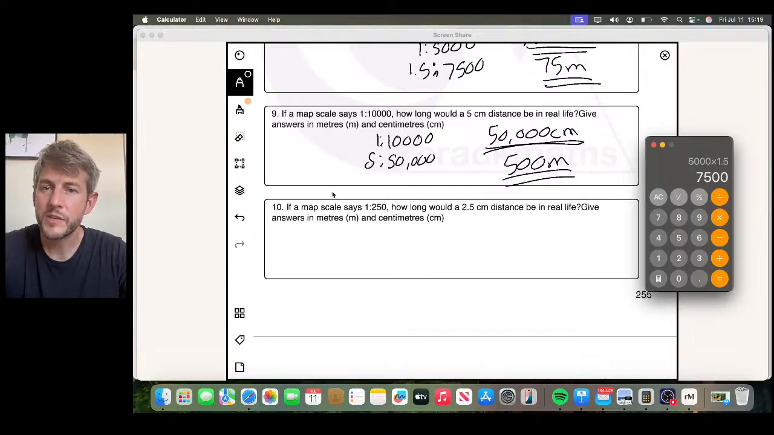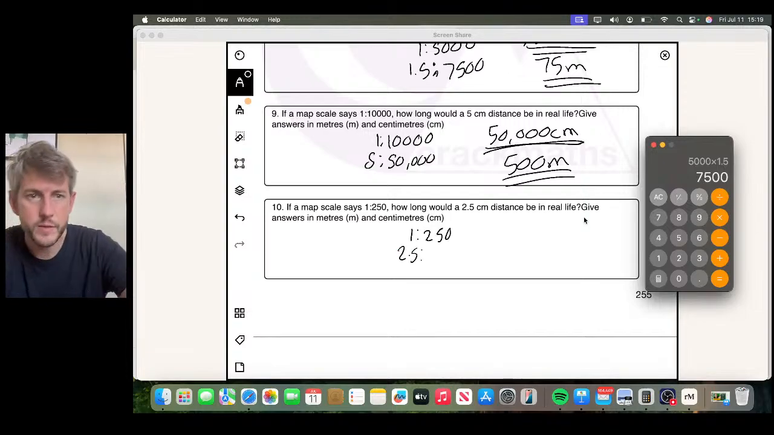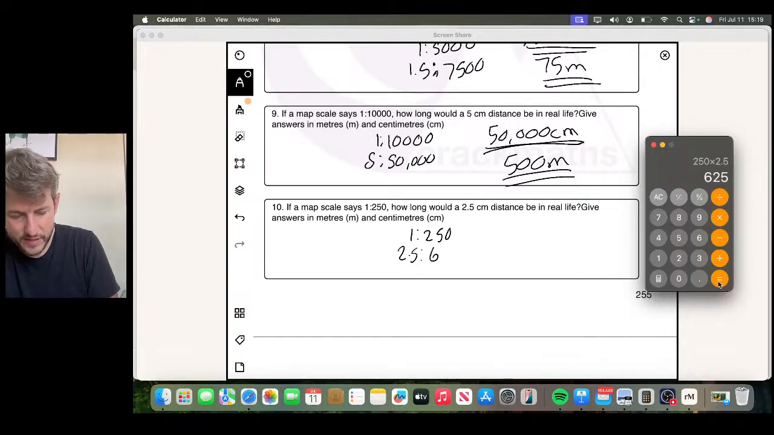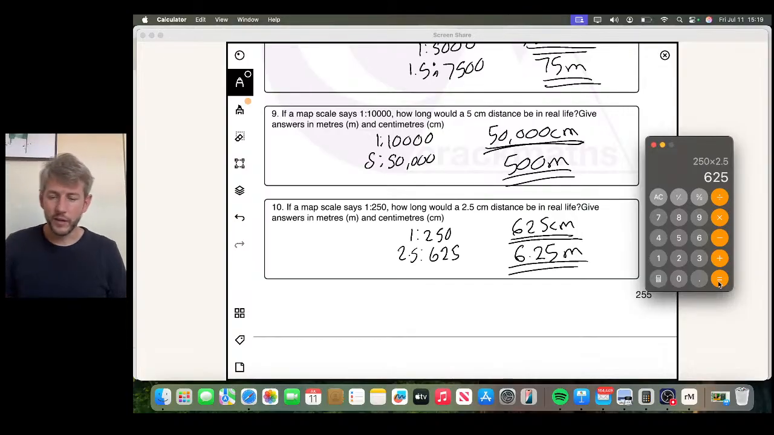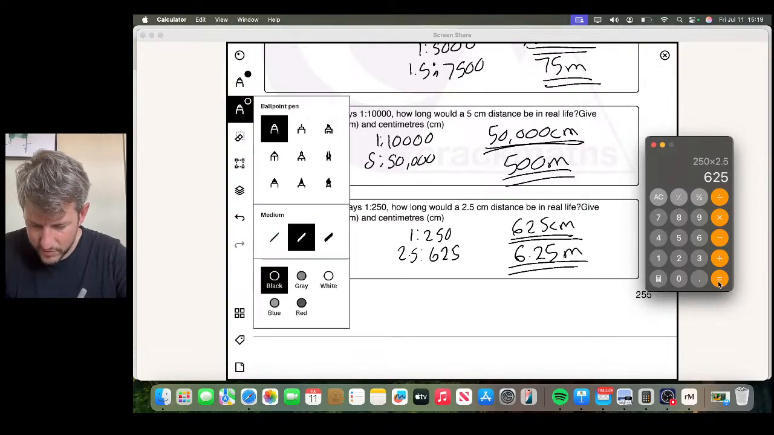Okay, right, question 10. If a map scale says 1 to 250, how long would a 2.5 distance be in real life? So here we go, 1 to 250, and then we've got 2.5. Okay, so we just do 250 times 2.5. So that's 625 centimetres, which is 6.25 metres. Okay, right. Let's get those ones marked, and then we can crack on with the next ones.